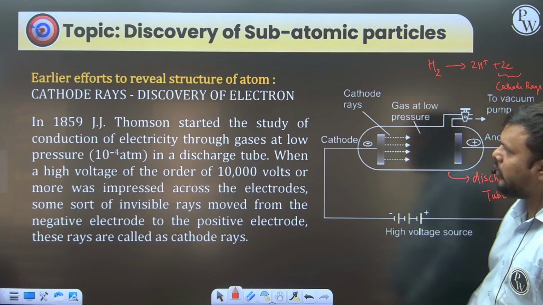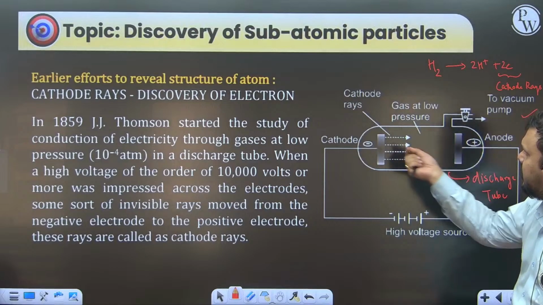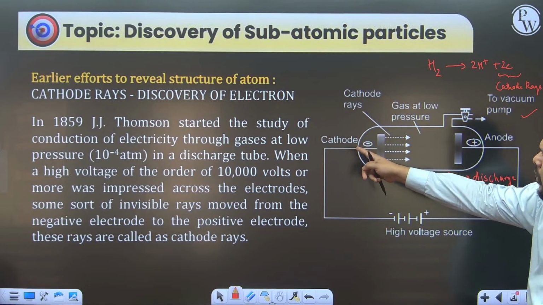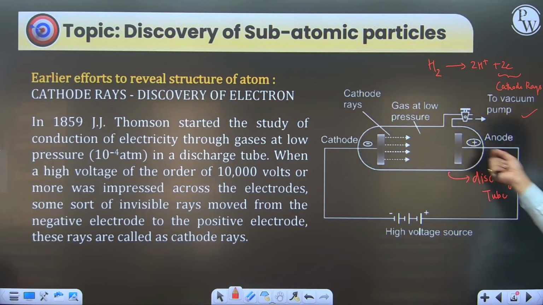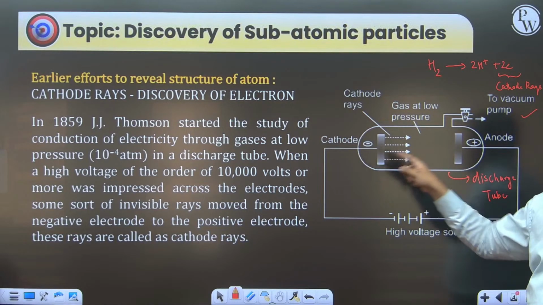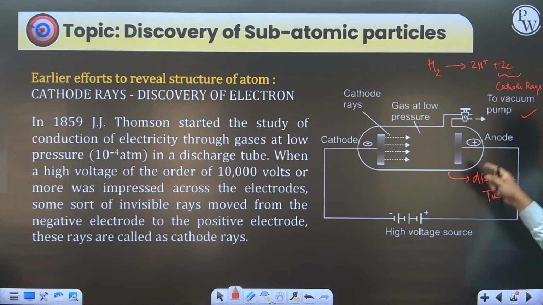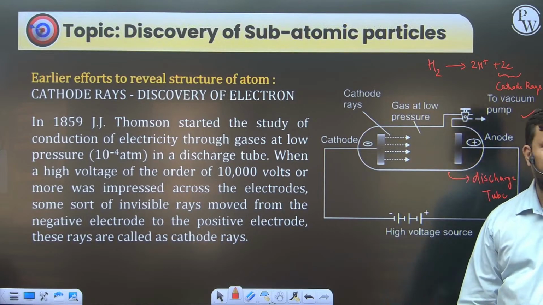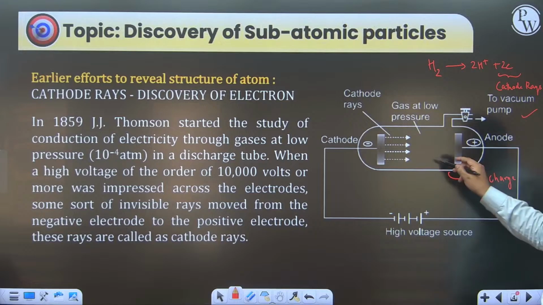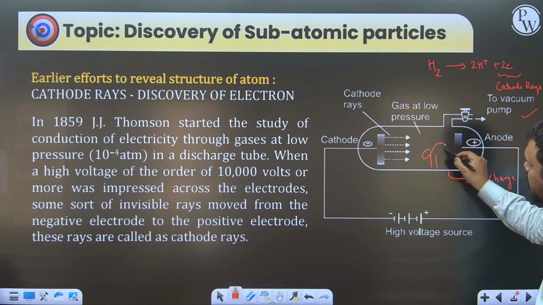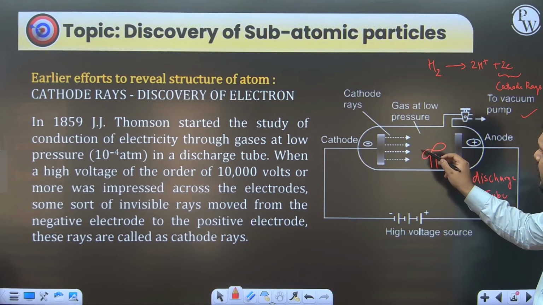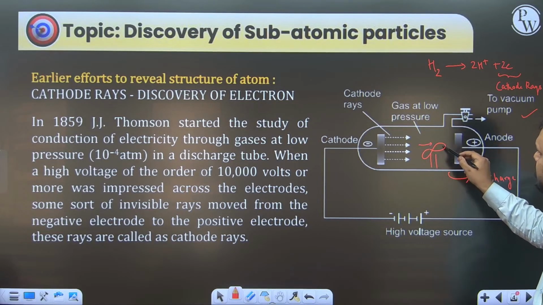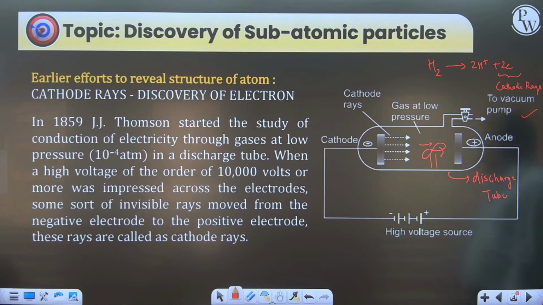What he observed over here was that these rays, which we call cathode rays because they are moving from cathode to anode with very high velocity, were named by him as cathode rays. Then he had a paddle over here. He saw that these cathode rays collide with this paddle, and the paddle gets rotated.